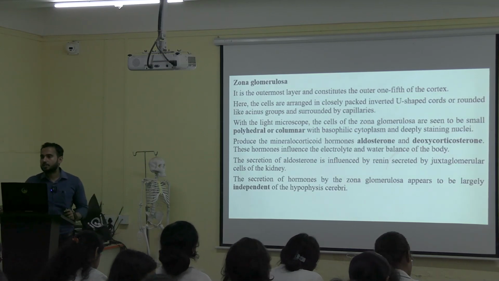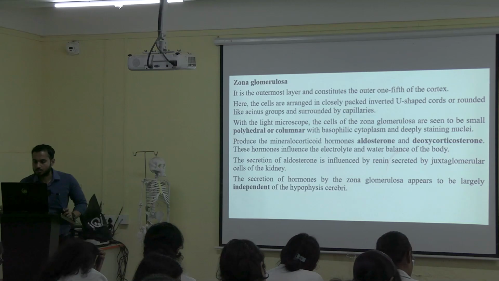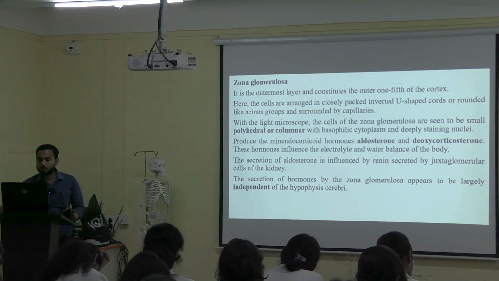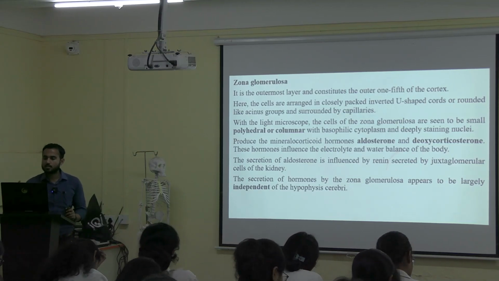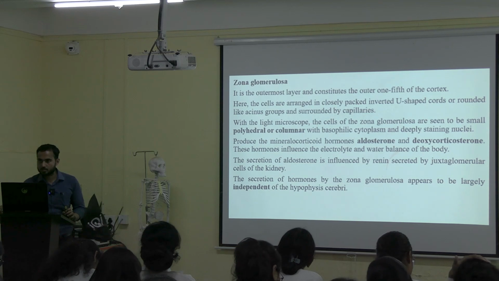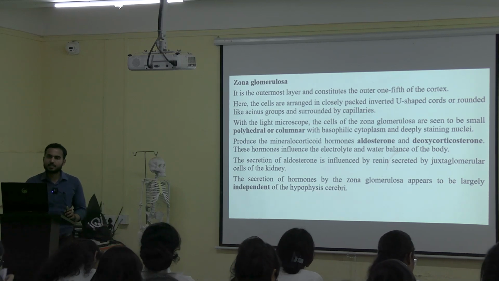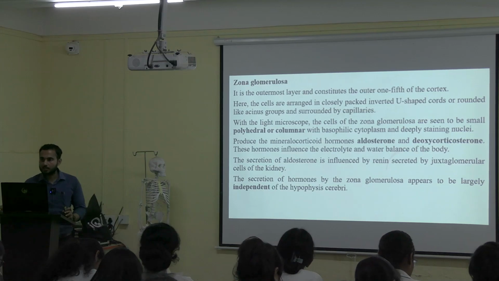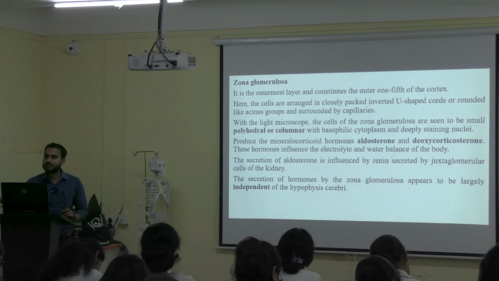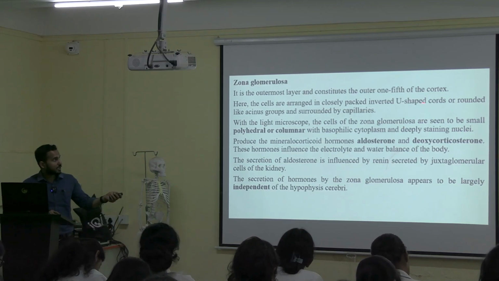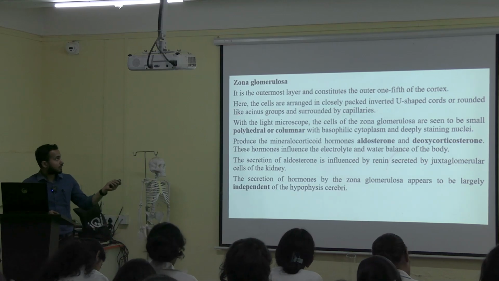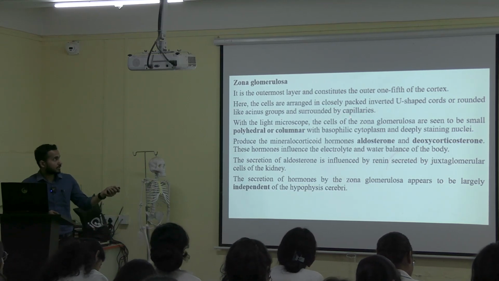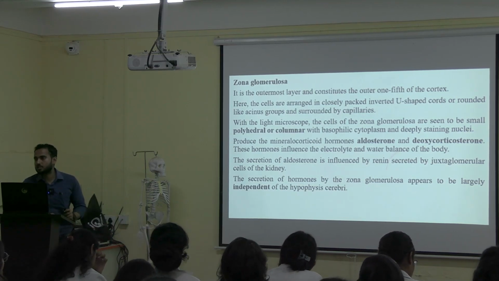So which is the outermost layer? Zona glomerulosa. It constitutes 1/5 of the cortex. 1/5 of the cortex is made up of zona glomerulosa. It is the outermost layer. As for the arrangement of the cells, they are arranged in inverted U-shaped cords or round acinous groups surrounded by capillaries.